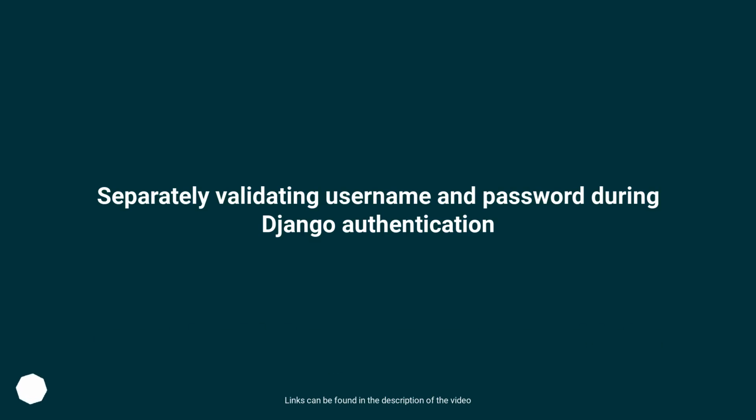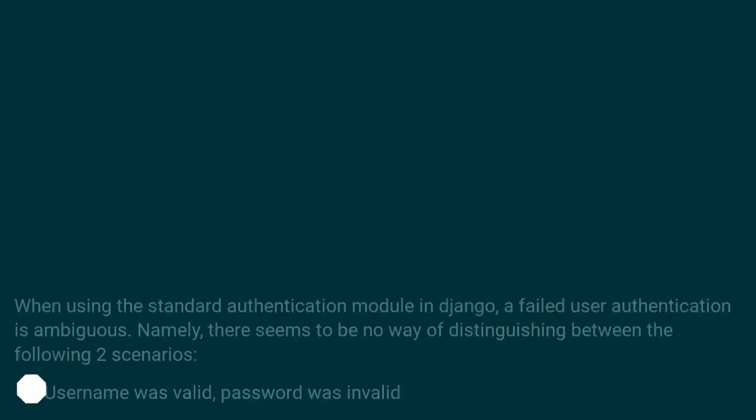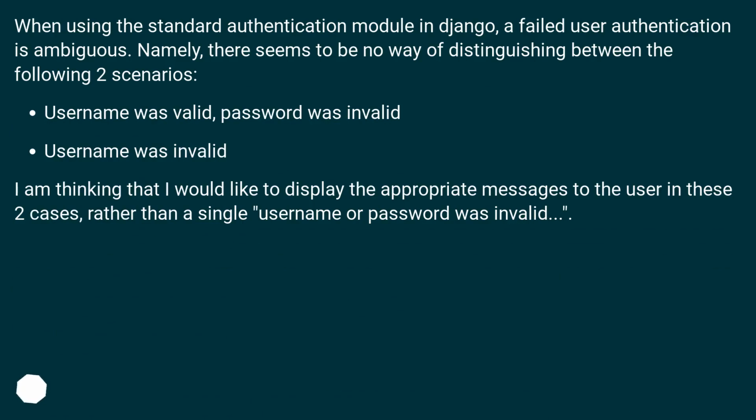Separately validating username and password during Django authentication. When using the standard authentication module in Django, a failed user authentication is ambiguous. Namely, there seems to be no way of distinguishing between the following two scenarios. Username was valid, password was invalid. Username was invalid.